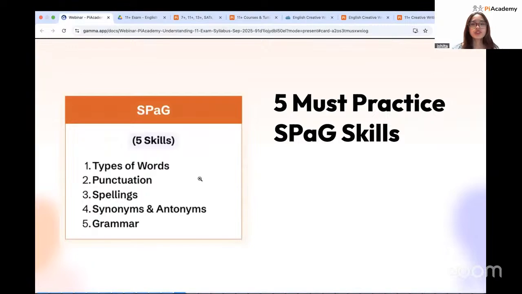Yes. Now, moving on to the next section, which is the SPAG skills. So this is spelling, punctuation, and grammar. Now, for this, five different skills are tested, which are the types of words, the punctuation, the spelling, synonyms and antonyms, as well as the grammar side.